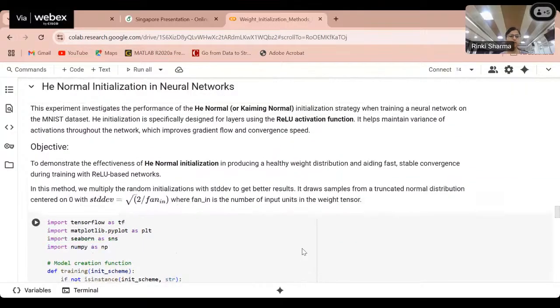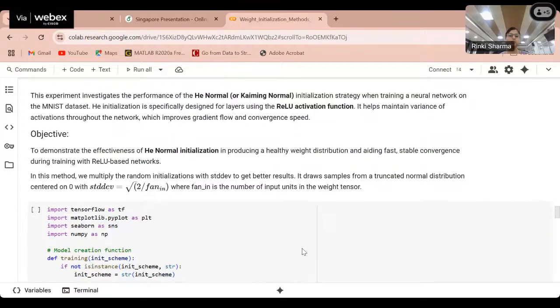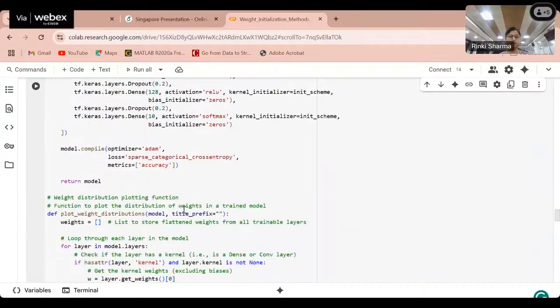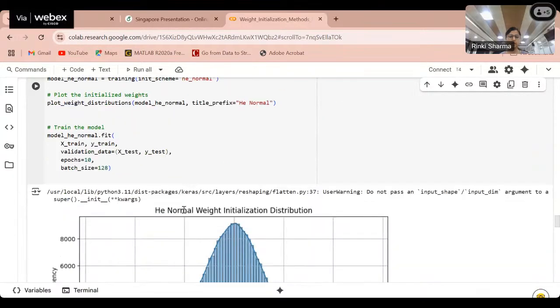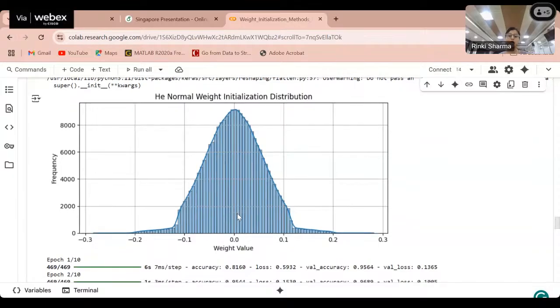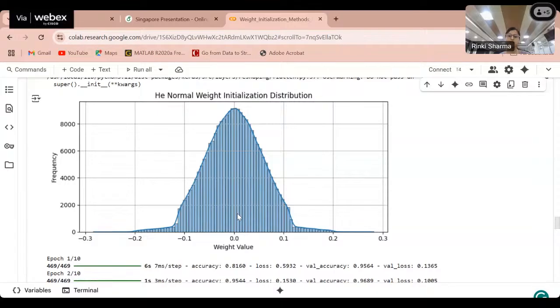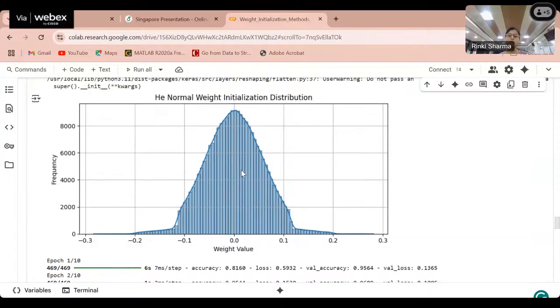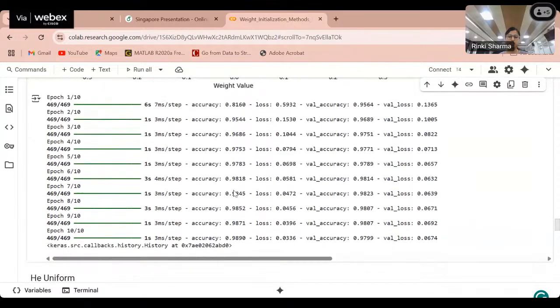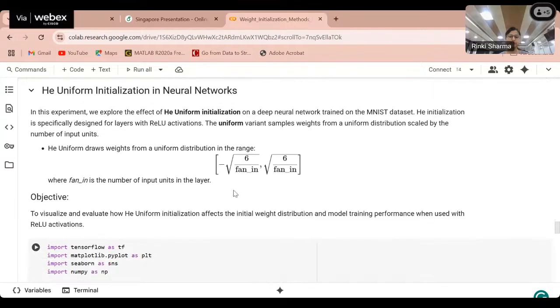Now the He normal initialization in neural networks, which has a standard deviation of this, and this is how the distribution will look. So for the normal distribution, the entries are centered at 0, and for the uniform distribution, the entries are in a rectangular form. So there is equally likely probability for taking every entry, and in the normal distribution, it is centered at 0. This is the difference between them.